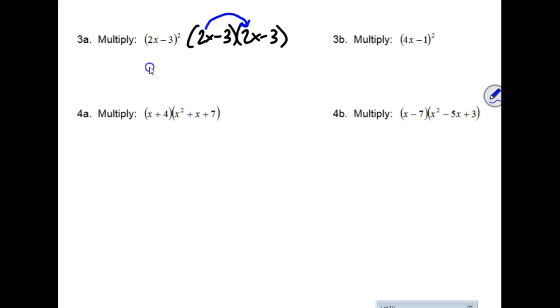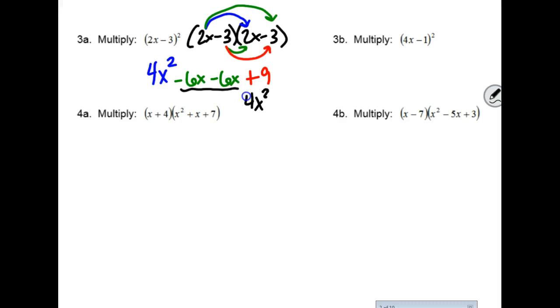2x times 2x is 4x squared. And then we have negative 6x. And then another negative 6x, which I'm kind of hoping you guys are comfortable adding in your head without writing it down separately, but if not, that's okay. And then we have negative 3 times negative 3, which is positive 9. So final answer would be when you do indeed add those together. So you have 4x squared minus 12x plus 9. That would be this question right here.